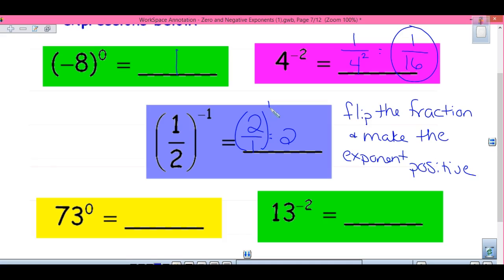Okay, 73 to the 0 power? 1. Okay, what's my fraction going to look like on this one? Yeah, 1 over 13 squared. 1 over what? Not 26, no. 169, yep. Okay, it does not mean to take 13 times 2. You really, really have to be careful with that.